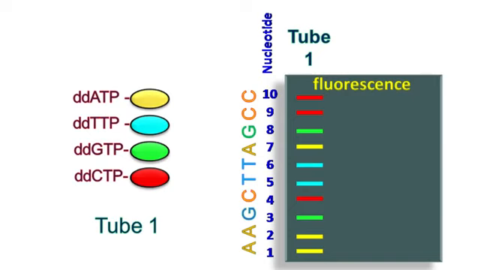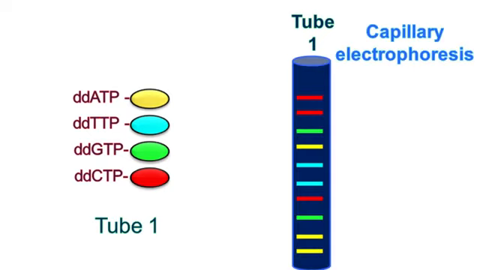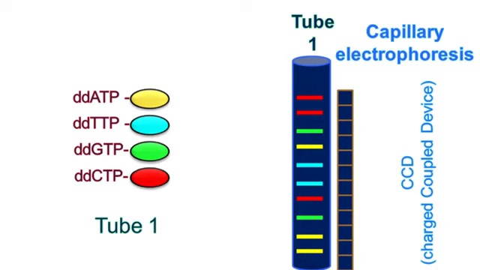The more advanced system uses capillary electrophoresis for the separation of fluorescence DNA fragments. These capillaries are further equipped with CCD or charge coupled device for the detection of fluorescence signals.